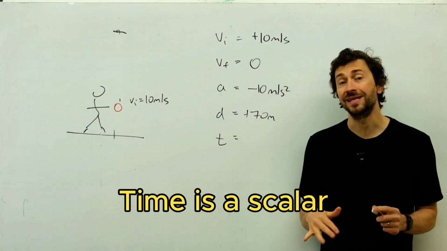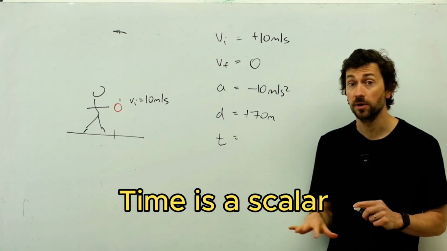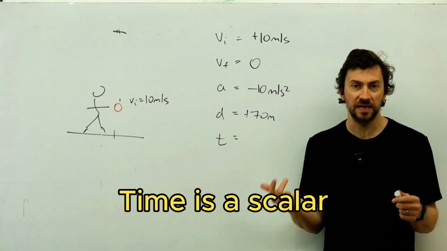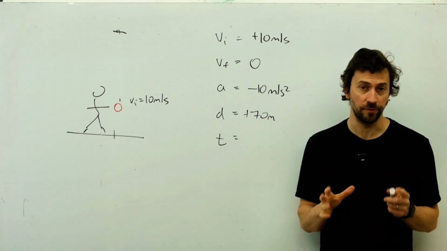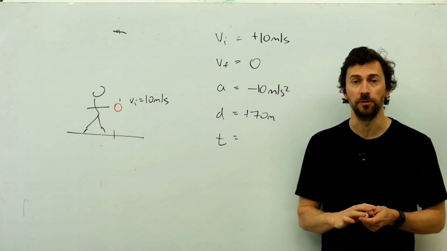The other thing to mention is that time is a scalar. Time doesn't go north or south or up or down. Time is a scalar number, and we don't have to put a direction on time, which is nice to know.